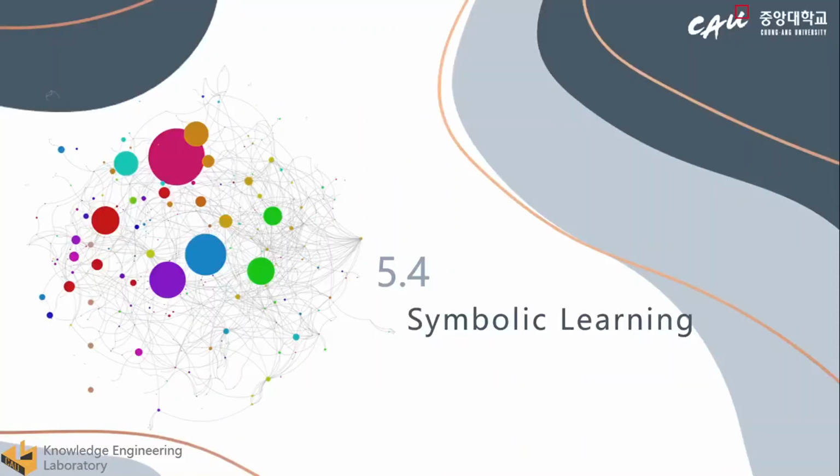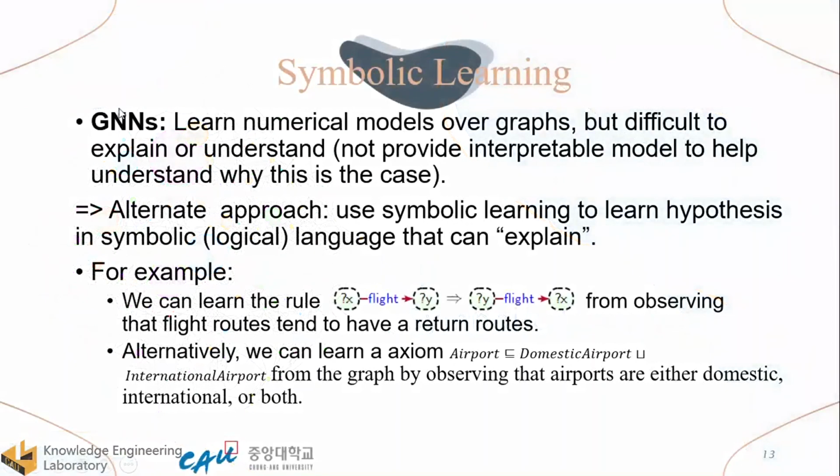So the next section is symbolic learning. Unlike graph neural networks, which learn numerical models over graphs, it's really difficult to explain or understand, or we can say the graph neural network doesn't provide any interpretable model to help understand why this is the case. So an alternative approach is to use symbolic learning to learn hypotheses in symbolic or logical language that can explain.